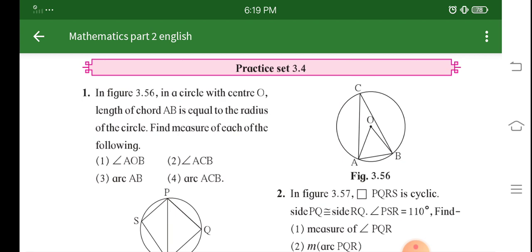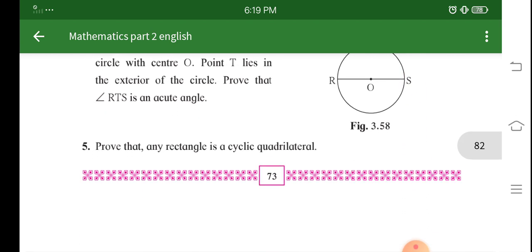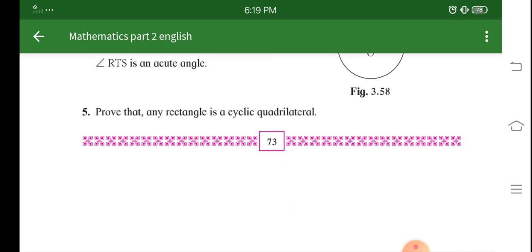So let's get started. In question number 5, what they have given is: prove that any rectangle is a cyclic quadrilateral. I told you earlier the meaning of cyclic quadrilateral: if a quadrilateral is touching the circle, it is a cyclic quadrilateral. But the property is that if the opposite angles of the quadrilateral are supplementary, that means 180 degrees, then we can say it is a cyclic quadrilateral. So we have to prove that only.